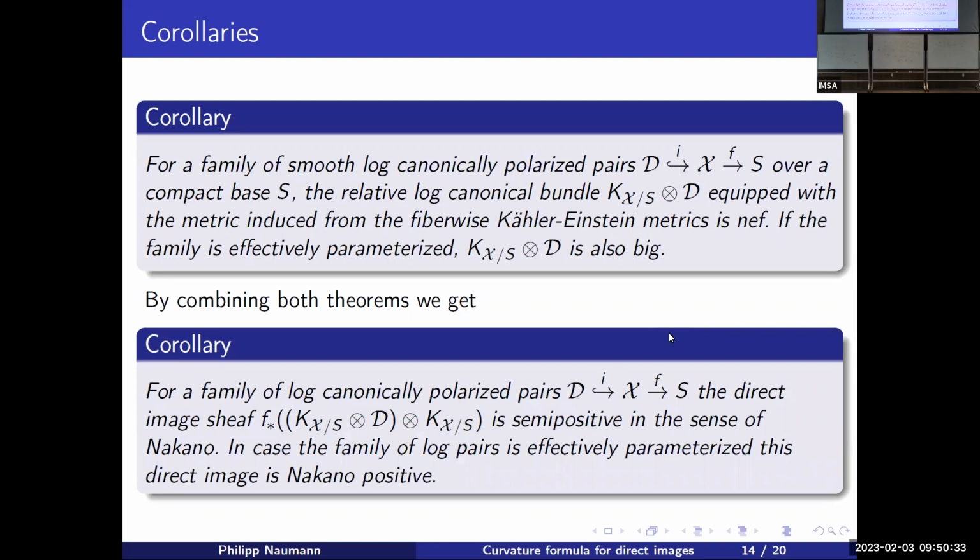Both theorems give you this second corollary, that you really have a sign for the direct image in the case of a canonically polarized pair. So this is really a huge class, and you have just the analog of the canonically polarized case from Schumacher or also Berndtsson's result. Okay.